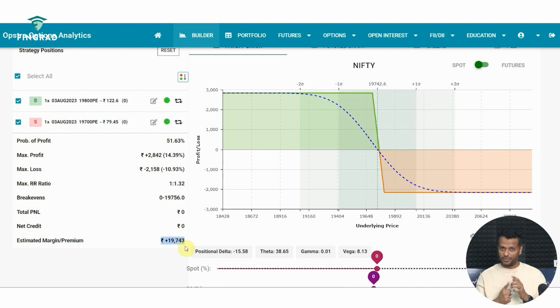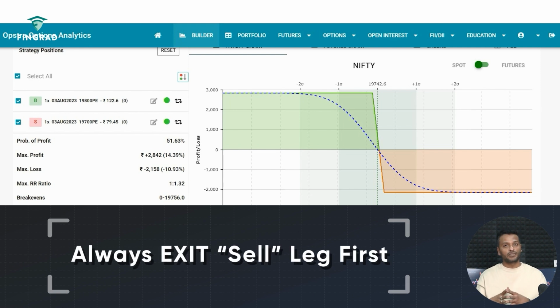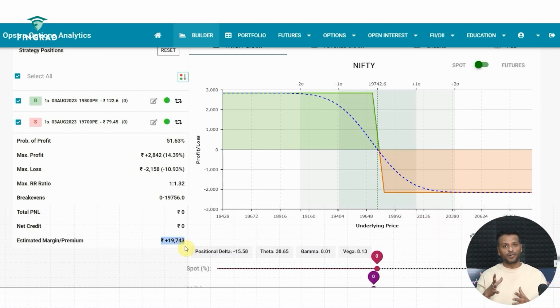But the important thing is this: when you're exiting this strategy, always exit your sell leg first, because if you exit the buy leg first, you'll get a margin call from the broker, so you'll get emails or calls from them. So when you're exiting the strategy, either exit both legs simultaneously, or if you're exiting part by part, execute your sell leg exit first and then exit your buy leg. So that is the simple strategy of bear put spread.